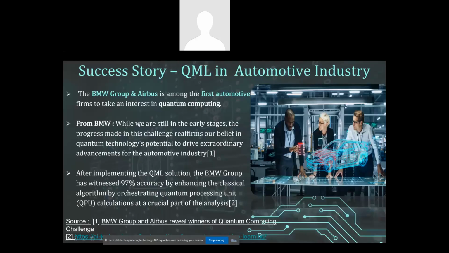So what are they saying? They are still in the early stages, with progress made in the challenge. The progress they have made in quantum machine learning, based on what they have done till now, is that they are seeing a very extraordinary advancement in the automotive industry. So basically what they are conveying is that they have started implementing quantum machine learning in the automotive industry.